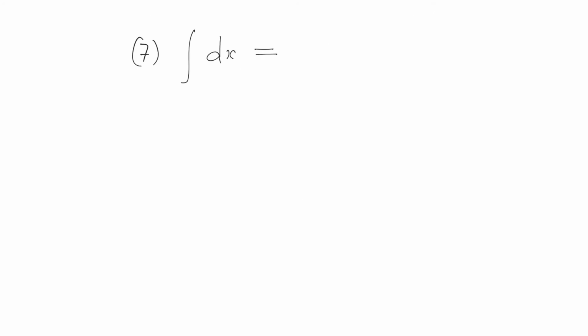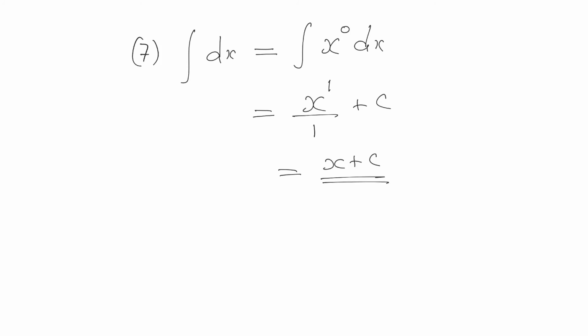Now if it is given that integration of dx, so we can just consider that it is something like integration of x raised to 0, because anything raised to 0 is nothing but 1, into dx. Again we can apply our formula, that is x raised to 0 plus 1 divided by 0 plus 1 plus constant of integration c. Or you can write answer will be equal to x plus c. Or we know that if you are differentiating x, then you will get the answer as dx. That means if you are integrating this dx, then the answer should be equal to x.